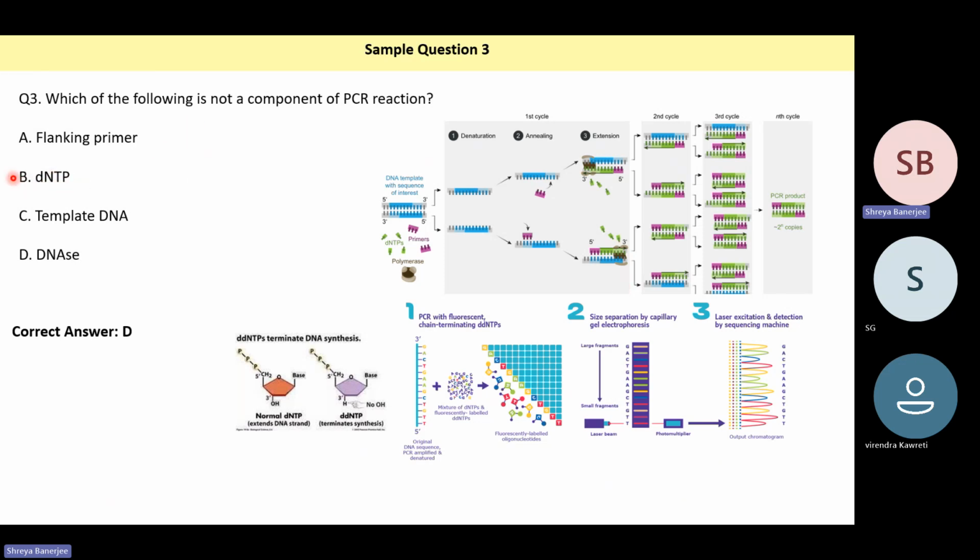DNTP is the deoxyribonucleotides, which are adding one by one to the flanking primer to do the extension step. So this is also important. C is the template DNA, which is the initial DNA, which is denatured to give the two primers. So this is also important. What is not required is DNase. DNase basically breaks the DNA into different parts. So definitely we don't need that for PCR reaction. So which is not a component is option D, that is DNase.